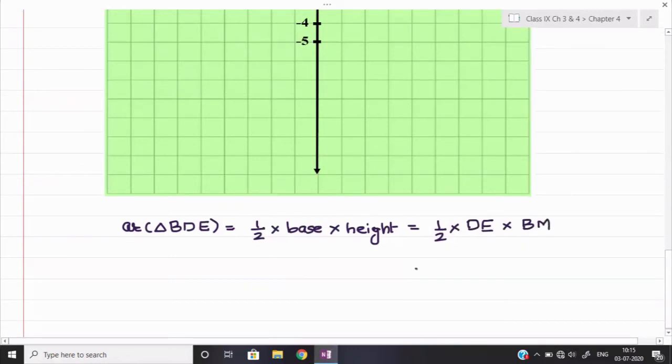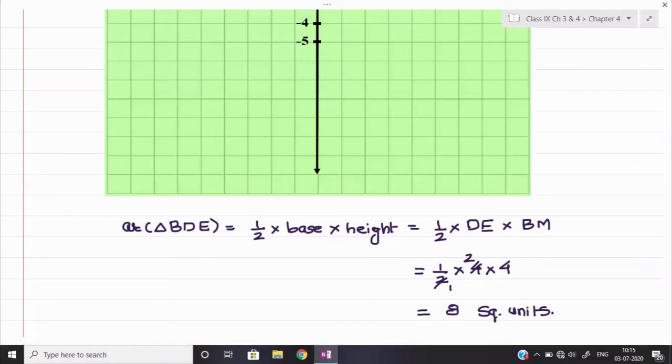So it would be equal to 1 upon 2 into 4 again into 4. 1, 2 and 4 we can cancel 2 times, and 4 2s are 8. It will become 8 square units. Okay, so this is your answer of this question. Such kind of question can be given to you in the examination for 4 marks. However, such kind of more questions will be coming in class 10 also.